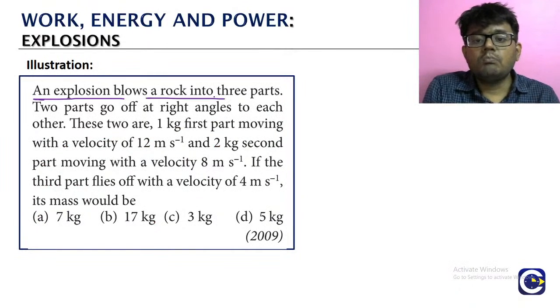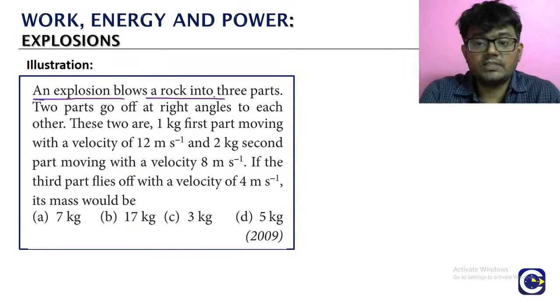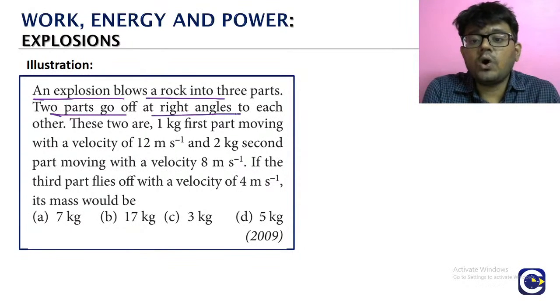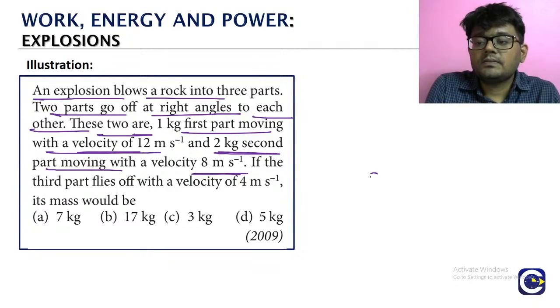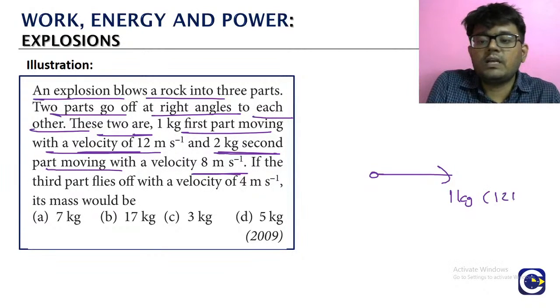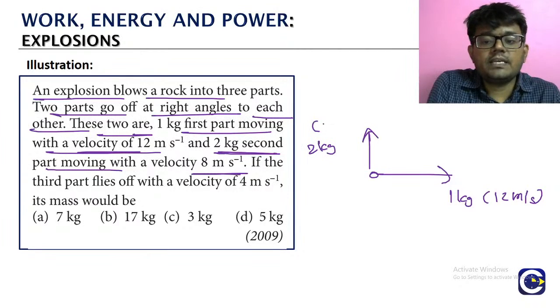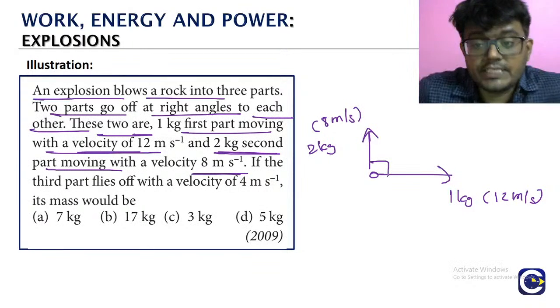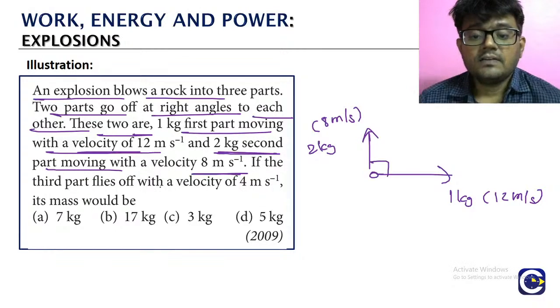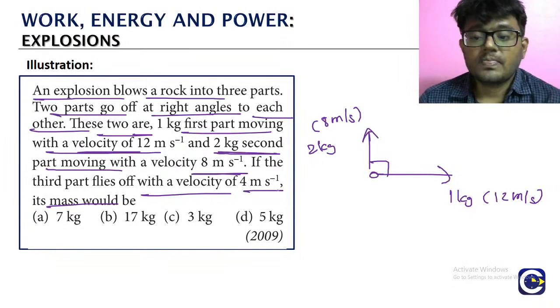An explosion blows a rock into 3 parts. Two parts go off at right angles to each other. One is 1 kg with a velocity of 12 meters per second. The other is 2 kg with a velocity of 8 meters per second. They are moving at right angles to each other. The third part flies off with a velocity of 4 meters per second.